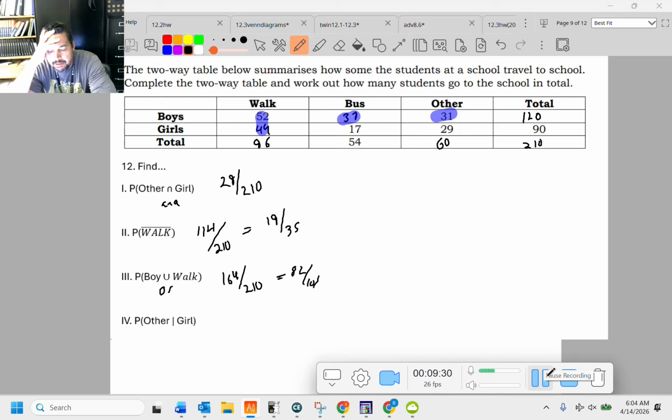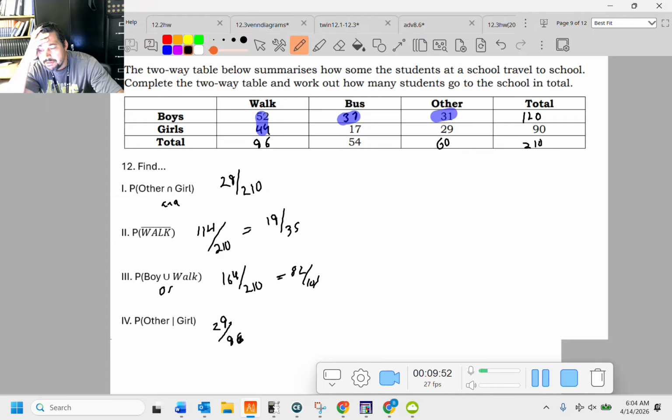All right. Number 4, the probability of other given you're a girl. So there are 96 girls. That's your denominator. Remember, the given is always the denominator. Of those, 29. So it's 29 of 96, which does not reduce. 29 of 96.